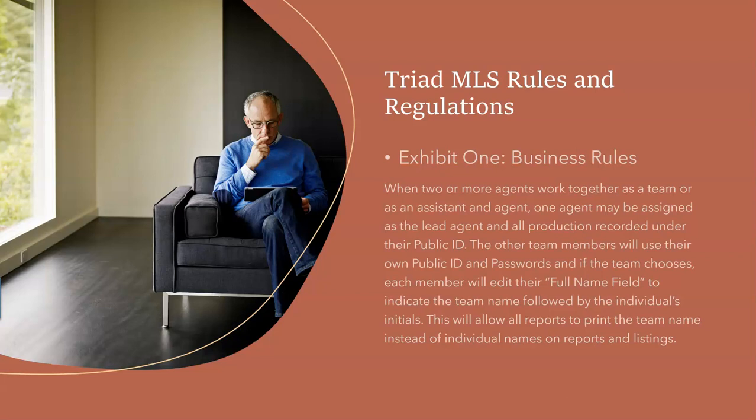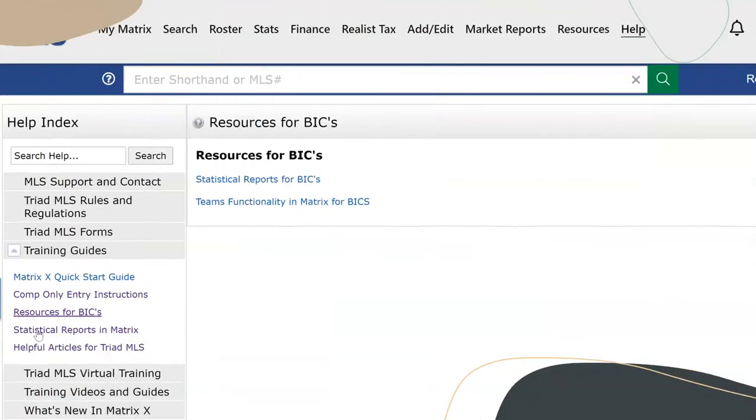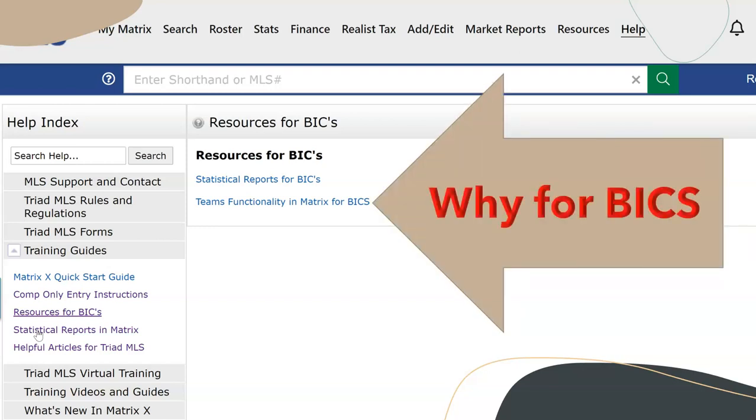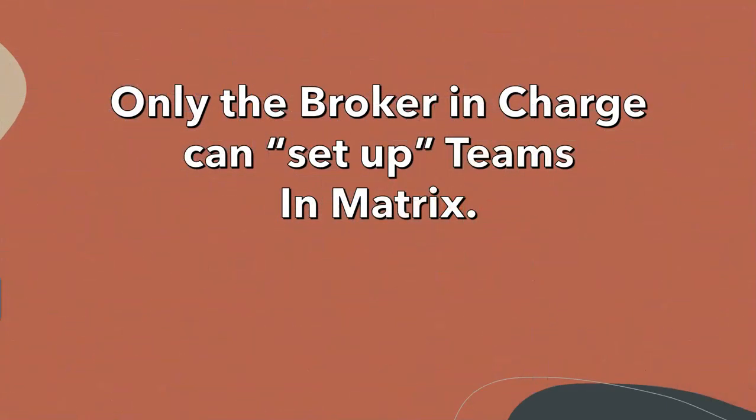Triad MLS. The written instructions are found here in Matrix Help Training Guides. Use the link for resources for BICS. This is the step-by-step instruction document, and it's available for all users of Triad MLS, so if you're wondering why it is titled specifically for BICS, well, only the broker in charge can set up teams in the Matrix system.